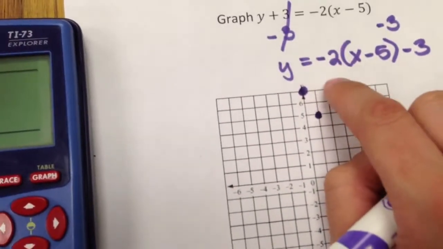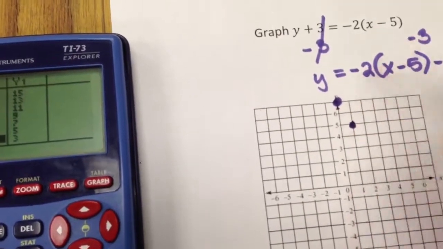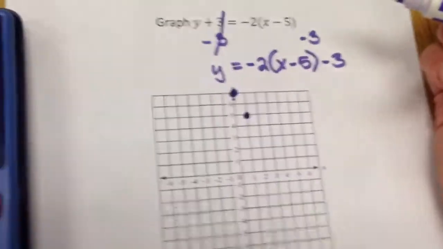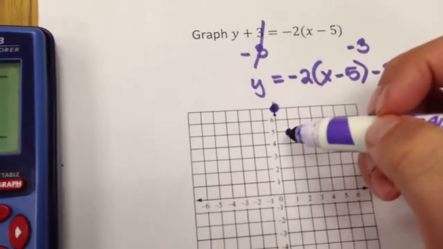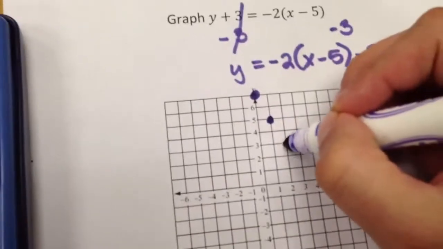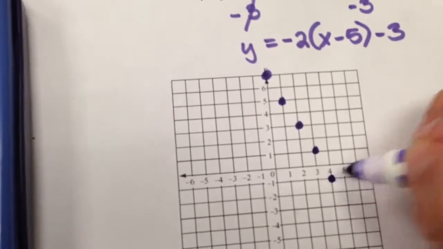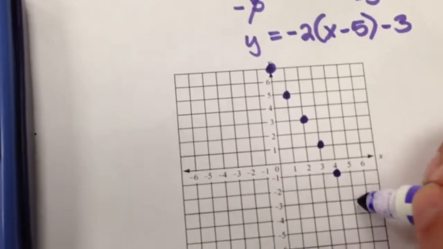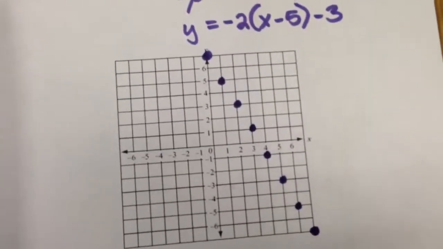My slope is negative 2, which is just like negative 2 over 1. So rather than just look at my calculator back and forth, I'm just going to go down 2, right 1, down 2, right 1, repeating, and I'm going to end right there on that corner. All right, y'all, very good.